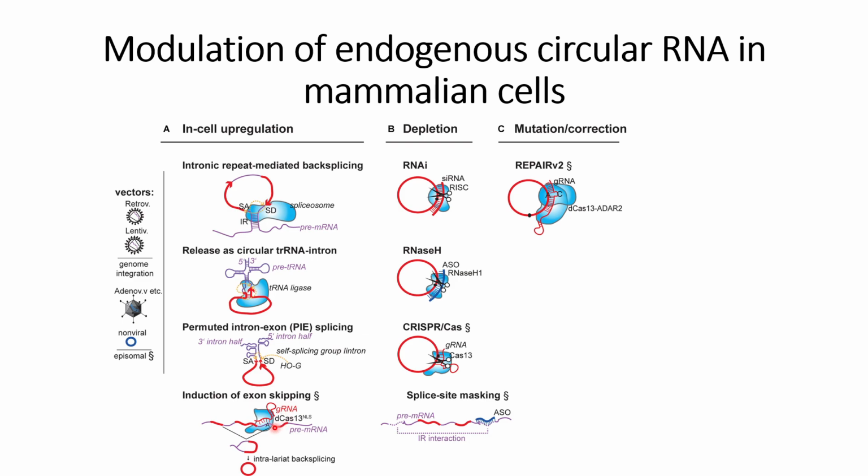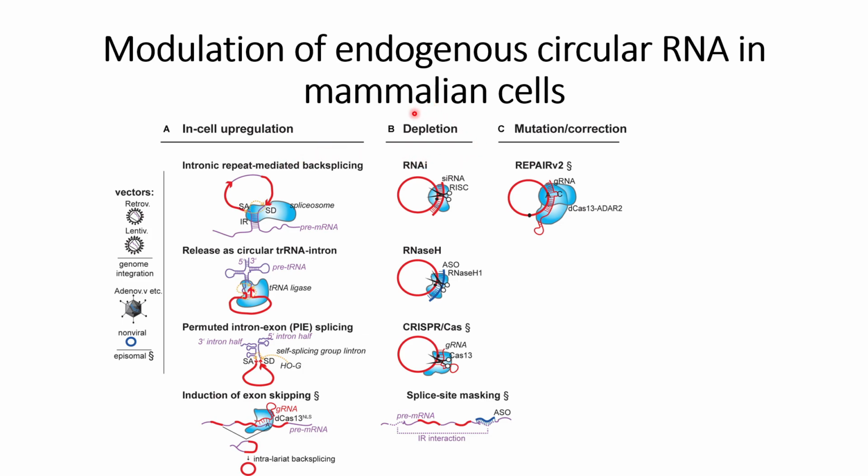In this, they use dCas13. It first circularizes the two flanking parts of the intron, and then the intralayer back splicing removes the intron part and helps the exon parts come together to make a circular RNA. These are some of the strategies for circular RNA upregulation in mammalian cells.